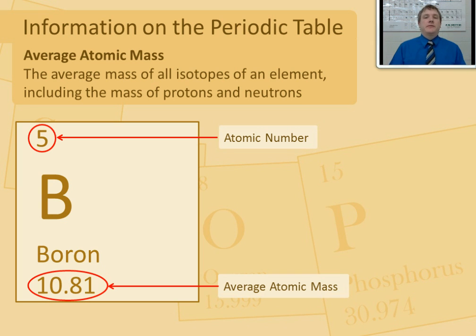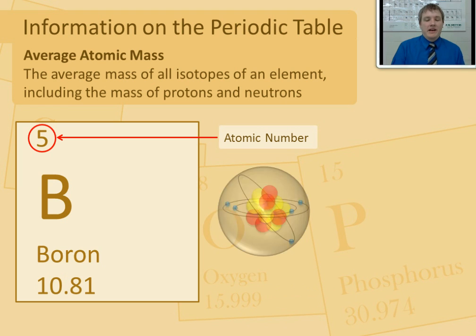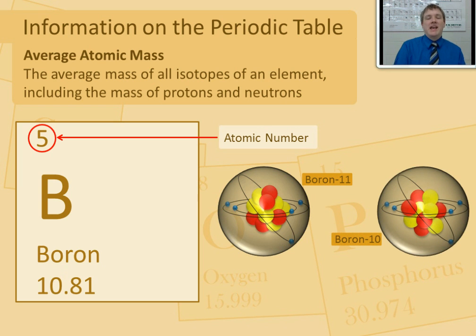To understand this further, let's take a look at those 2 boron atoms. Here's boron 11. You can see that there are 5 protons and 6 neutrons in its nucleus. And here's boron 10 with 5 protons and 5 neutrons. Boron 11 accounts for 80% of all boron, and boron 10 accounts for 20%. So that's why the average atomic mass is somewhere closer to 11 than it is close to 10.